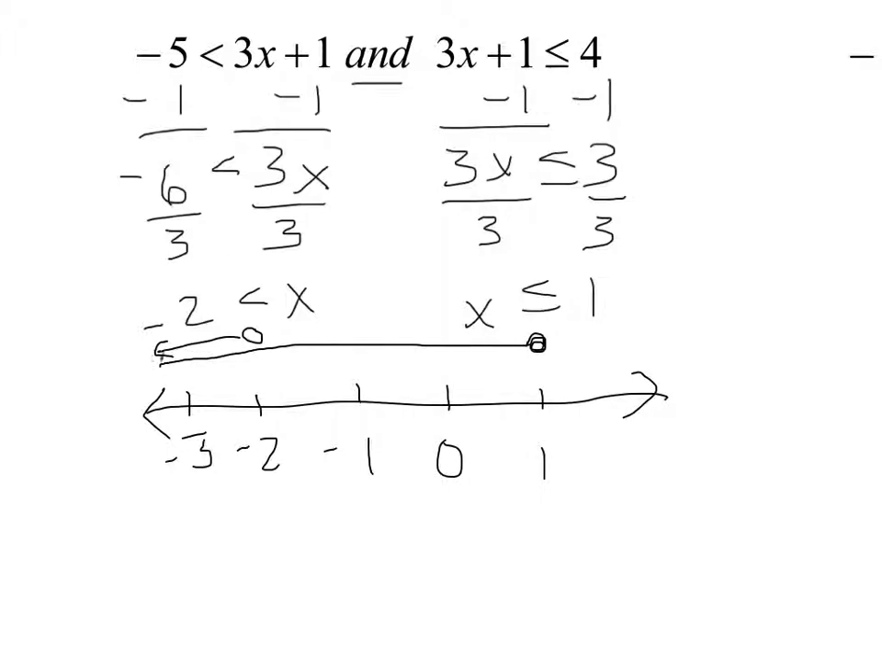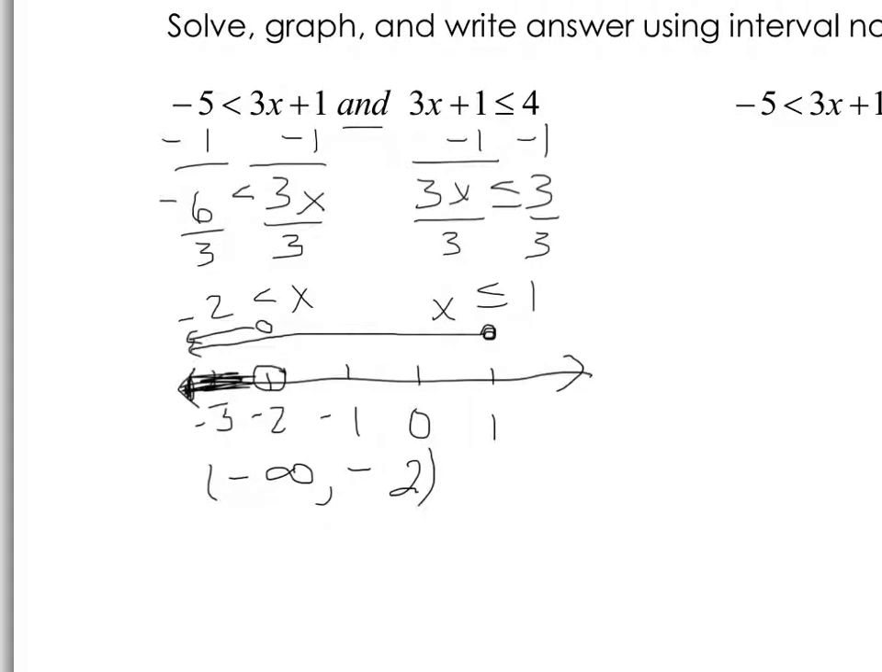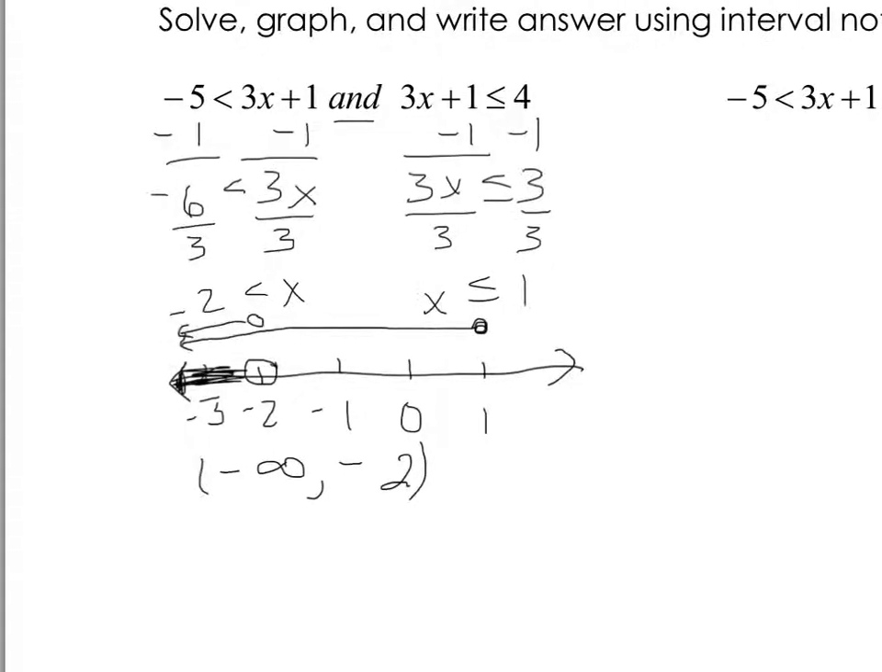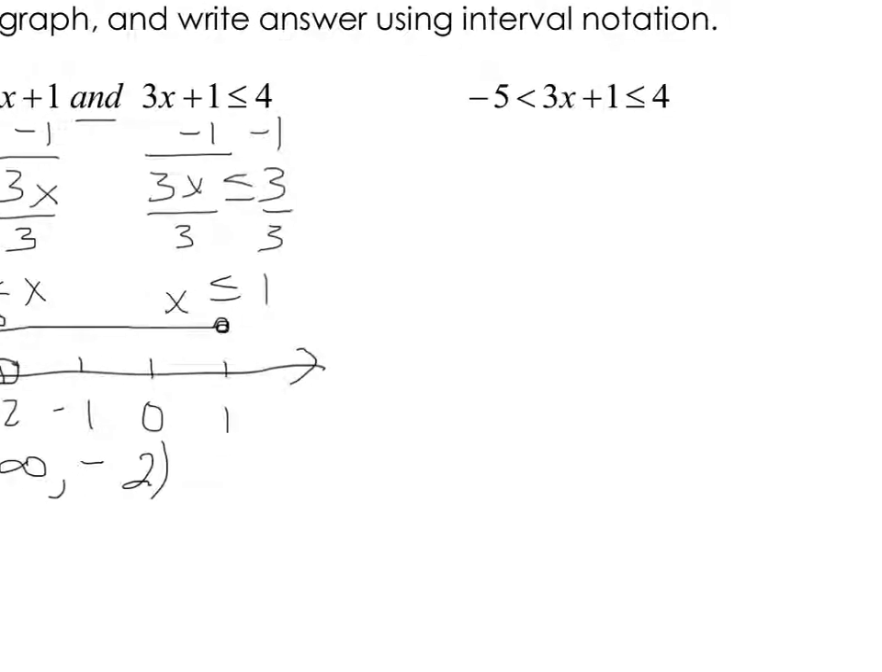Now we're talking about and, so we want both of these to be true at the same time. The intersection, where are they both true at the same time? That only happens when x is less than negative 2. So the intersection will be down here from negative infinity to negative 2. So we've solved it, we've graphed it, and we've written it as interval notation. So we've solved that problem.